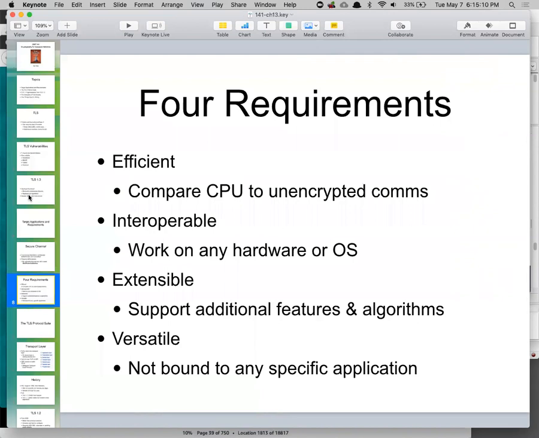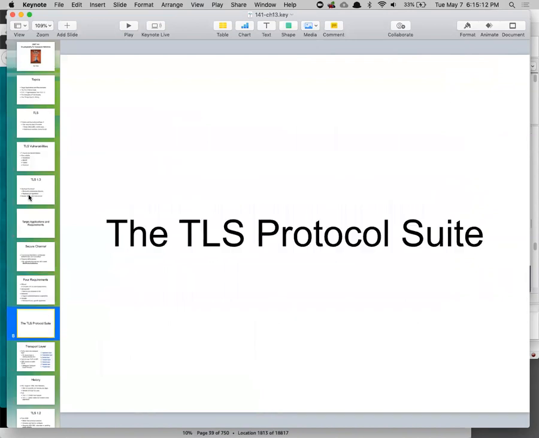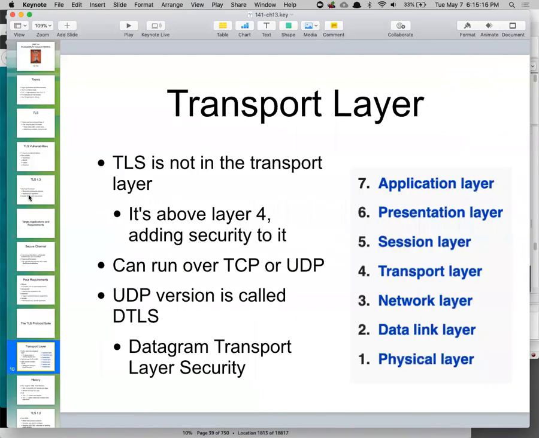Those are the basic ideas to make an all-purpose encryption protocol that people can use, and that's what we have, the TLS suite. Like I say, it's not in the transport layer, it's in layer 5, 6, or 7, depending on how you look at it. And you can actually use TLS for UDP, then it's called DTLS, although I've never heard of anybody using that.